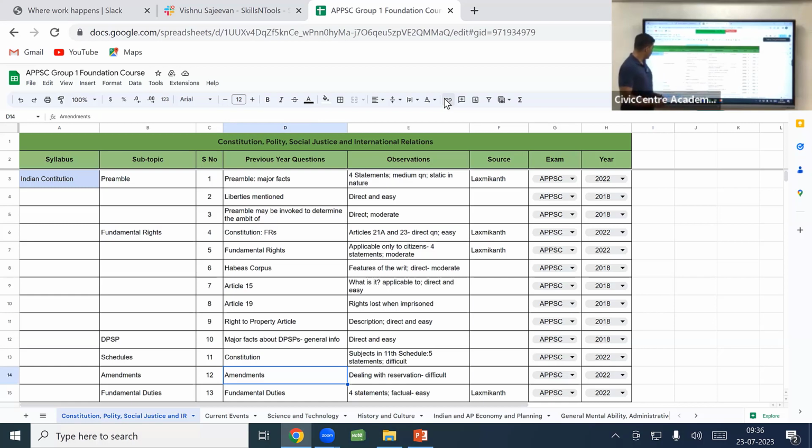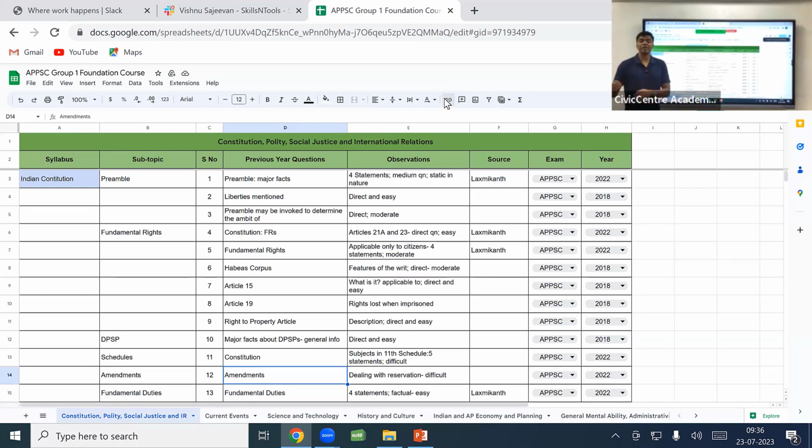So question number 12 on constitutional amendment, we framed it as difficult because they have asked which of the following amendments deals with reservation in the Indian Constitution, the reservation issue. There you should know different amendments, not just that. You should know a group of amendments related to a particular issue. Amendments giving special power to certain states, amendments related to reservation, amendments related to certain other things, or amendments that were struck down by the judiciary.